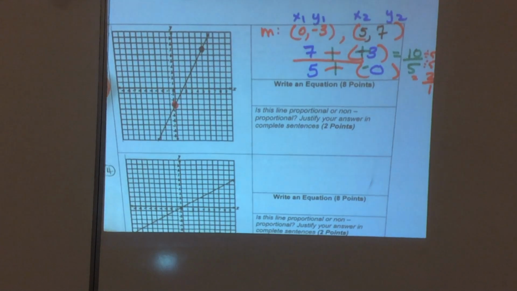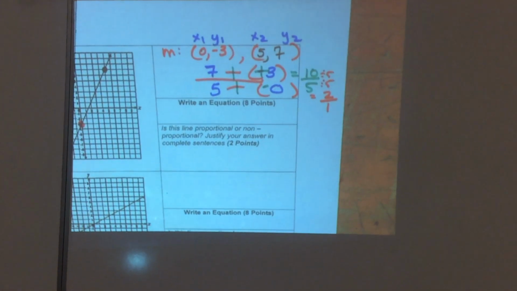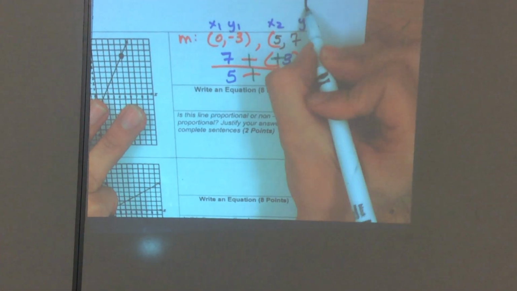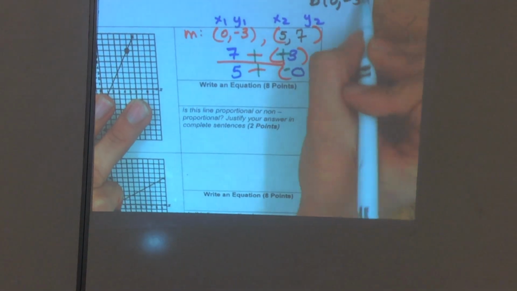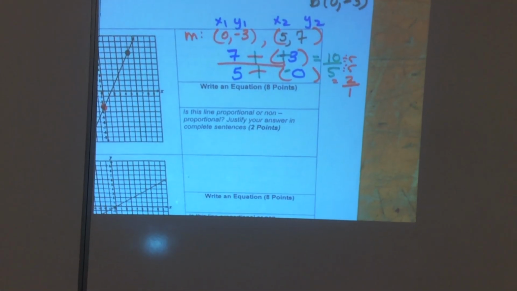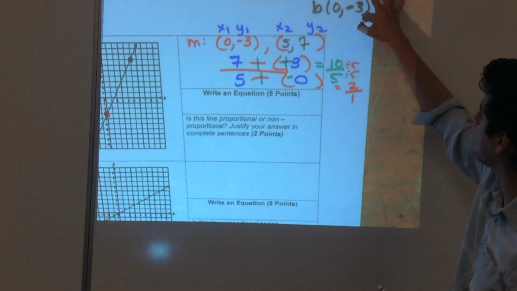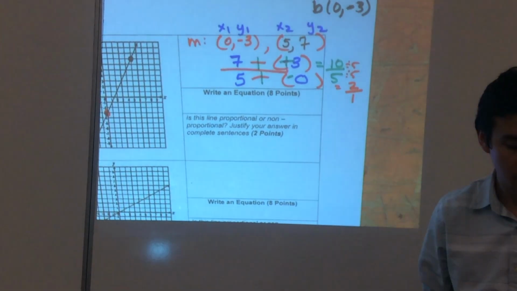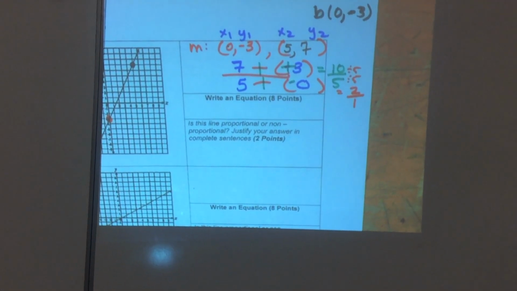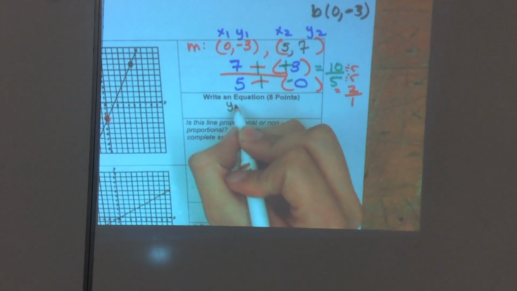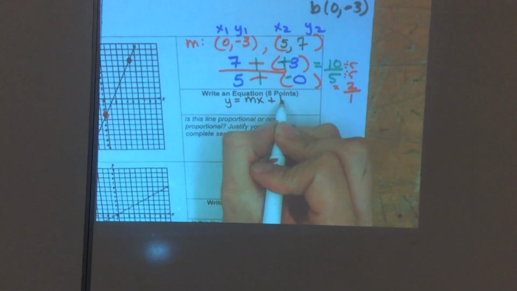What is your B here in this case? Negative 3. Okay, and that's the other piece that you need. I ran out of space, I'm sorry. So it's 0, negative 3. You already have all the pieces to the puzzle. You have this, you have that. You have both pieces. Now write an equation. Okay, so to write an equation, it's y equals mx plus b.